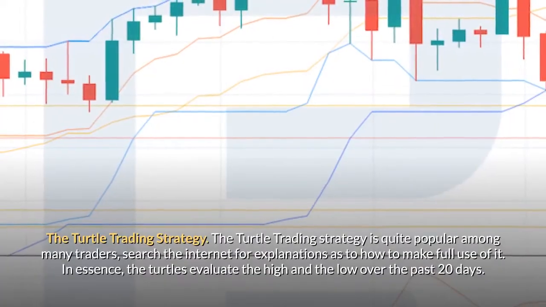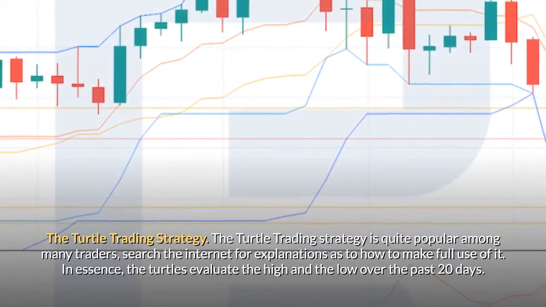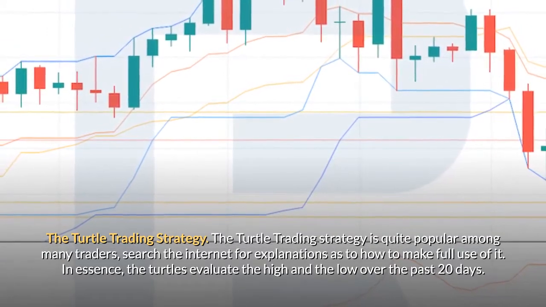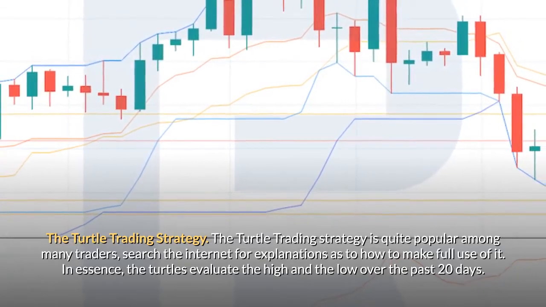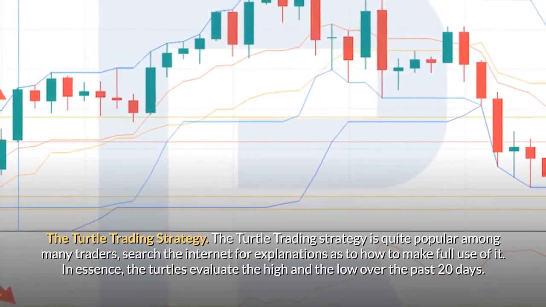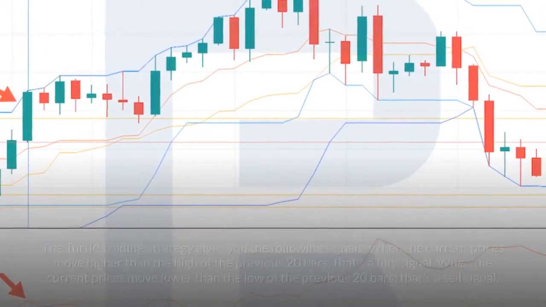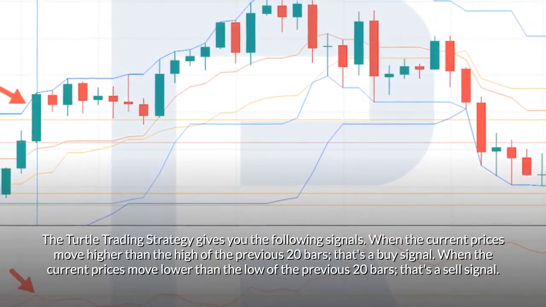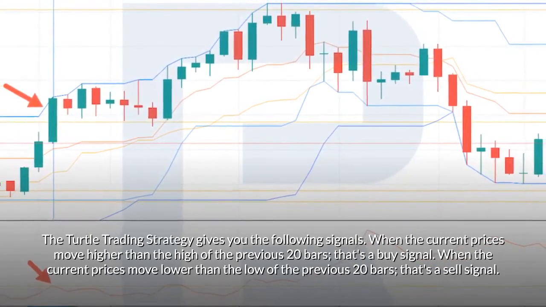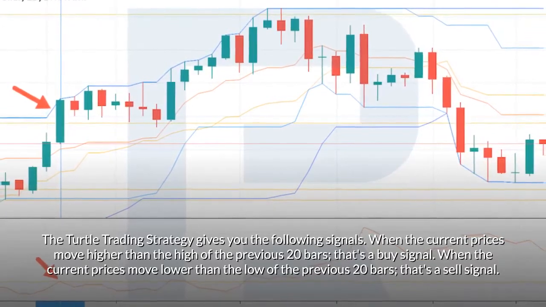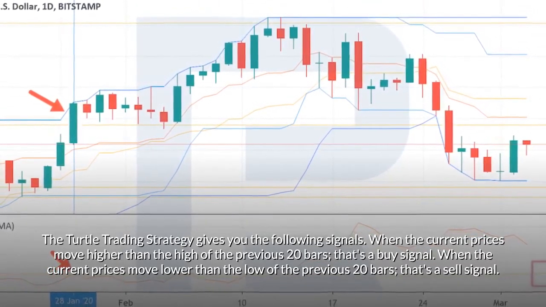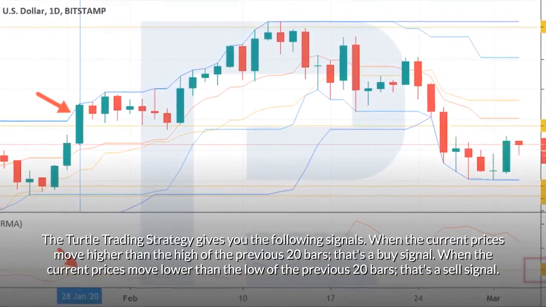The turtle trading strategy. The turtle trading strategy is quite popular among many traders. Search the internet for explanations as to how to make full use of it. In essence, the turtles evaluate the high and the low over the past 20 days. The turtle trading strategy gives you the following signals. When the current prices move higher than the high of the previous 20 bars, that's a buy signal. When the current prices move lower than the low of the previous 20 bars, that's a sell signal.